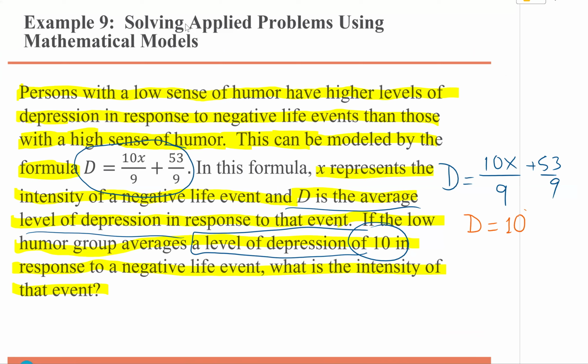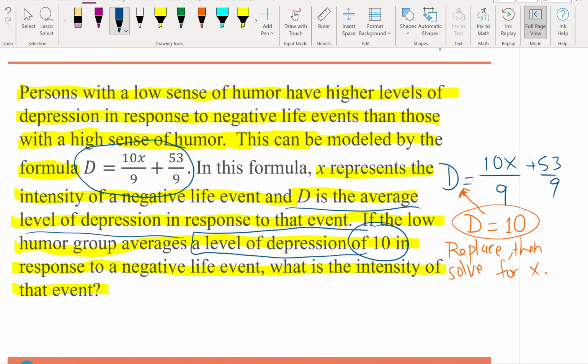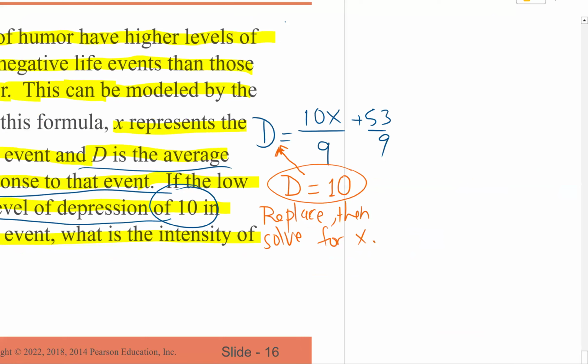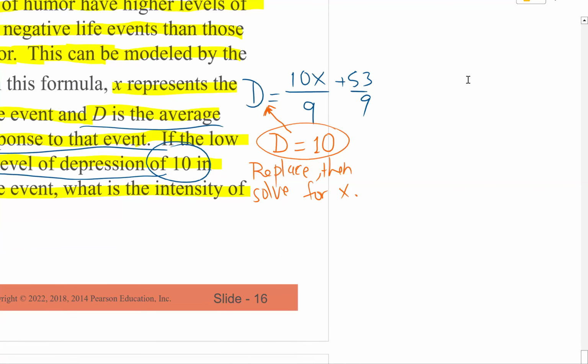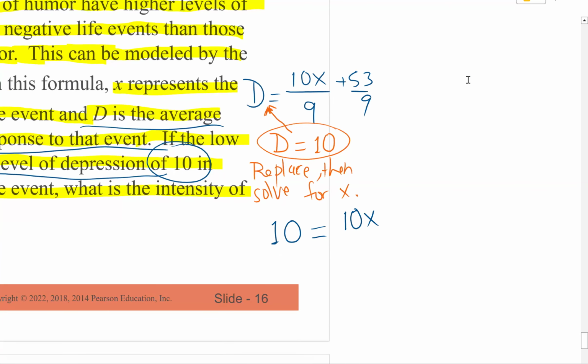So I need to replace this capital D with 10 and then solve for the variable you don't know, which of course is x. It would have been a lot easier if they gave me x, but no, of course not. What are we going to have here? I'm going to put a 10 where capital D was.